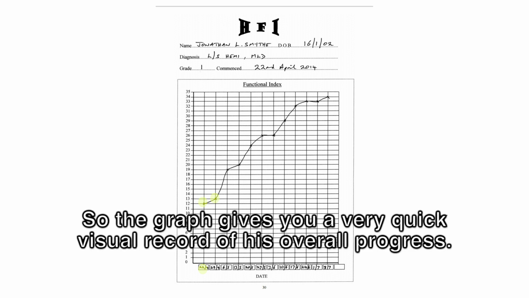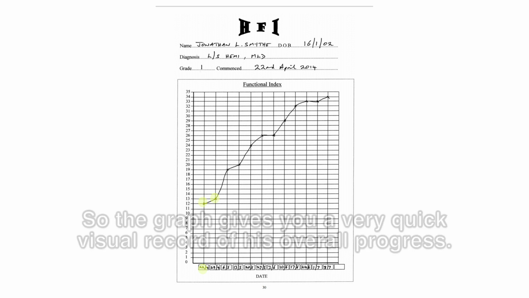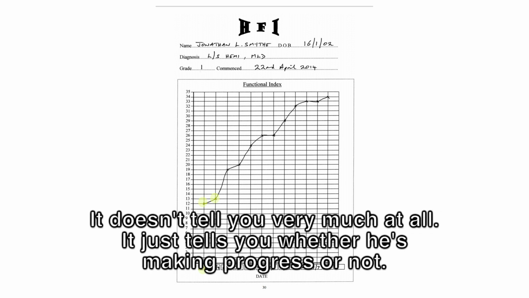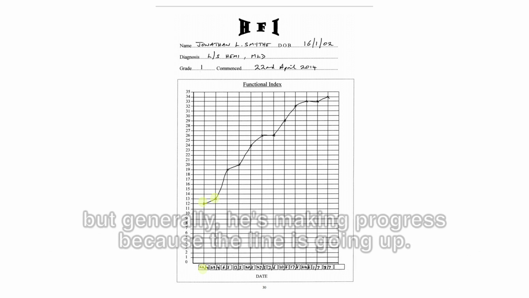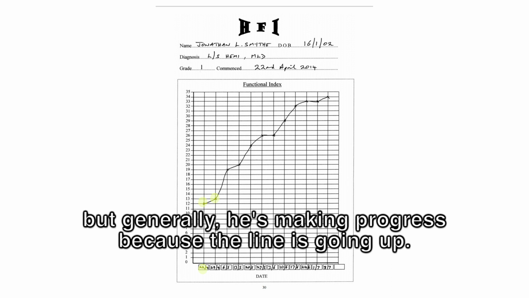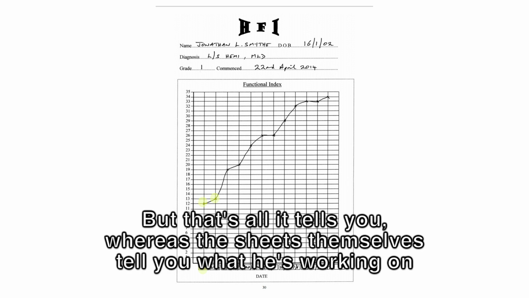So the graph gives you a very quick visual record of his overall progress. It doesn't tell you very much at all. It just tells you whether he's making progress or not. And you can see that Jonathan, on the whole, is making progress, but there are 2 weeks where he plateaued. Can you see that? But generally he's making progress because the line is going up. But that's all it tells you.